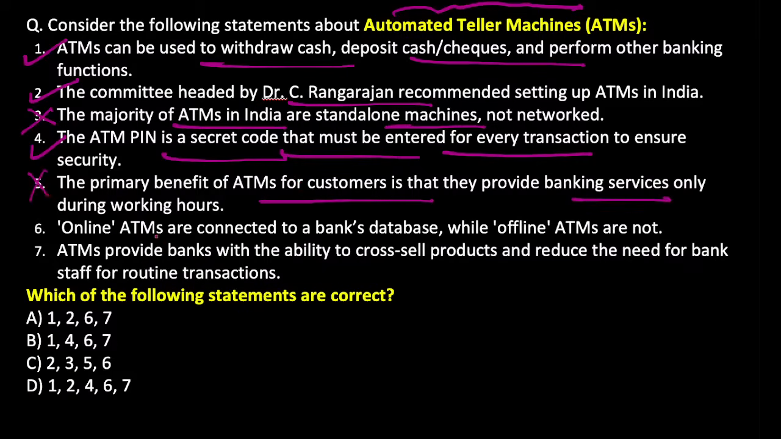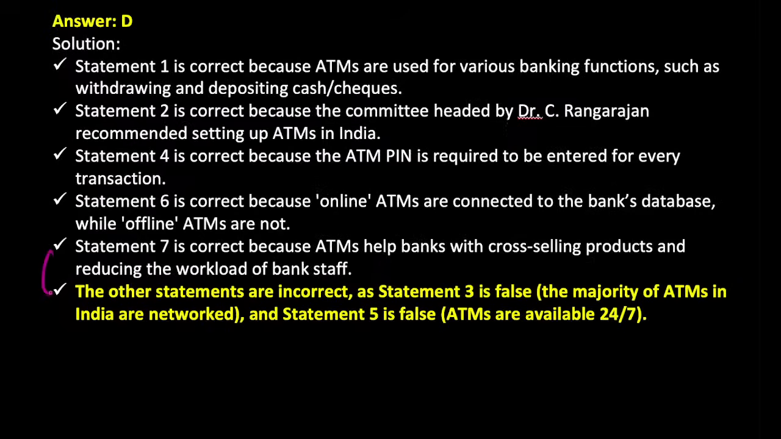Online ATMs are connected to the bank database, while offline ATMs are not. Yes. The seventh one is ATMs provide banks with the ability to cross sell products and reduce the need for bank staff for routine transactions. Absolutely right. So 1, 2, 4, 6, 7. Option D will be the right answer for this particular one. Very good guys. Awesome, very good.